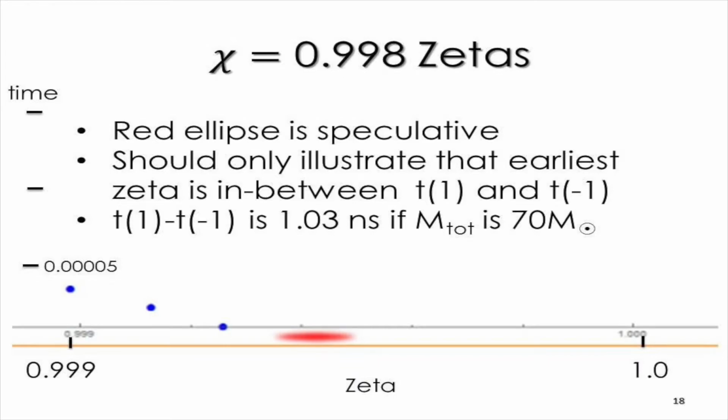The difference between these two, if we convert to standard units, is about 1 nanosecond if the total mass of our system is 70 solar masses between the two black holes. So within 1 nanosecond, a jump of zeta from about the red ellipse to 1 seems rather unlikely.